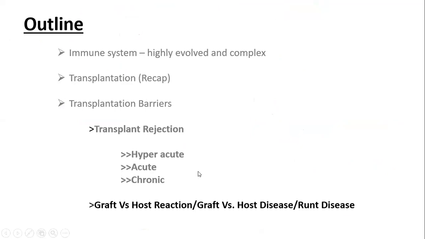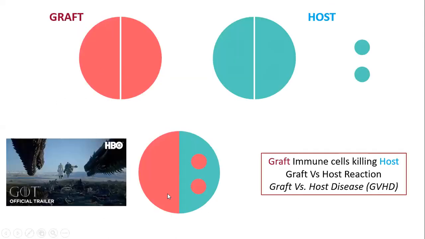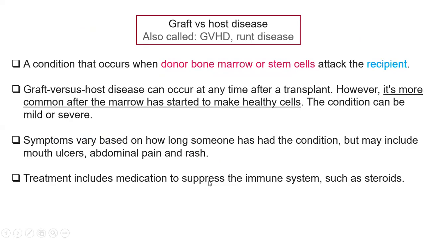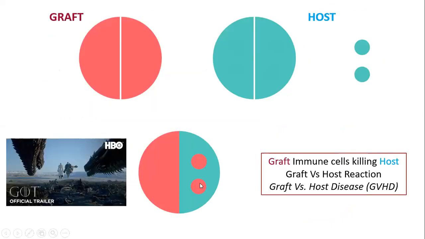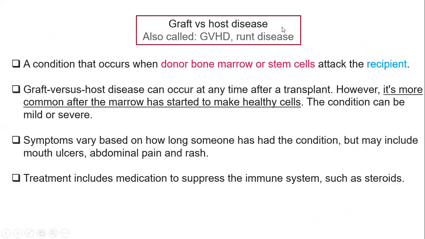So far we covered transplant rejection types and the mechanism of transplant rejection. Now we go into a little bit more detail on graft versus host reaction. What is this disease? Why will the graft dominate over the host? Because the host will have a compromised immune system where it's not working properly. Then the graft can take over and kill the host. So in graft versus host disease, the donor bone marrow or stem cells attack the recipient.